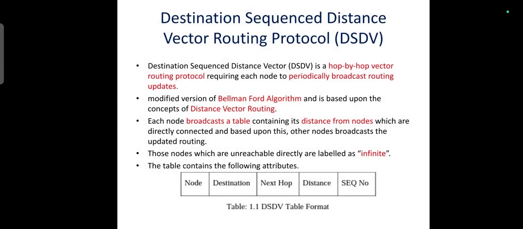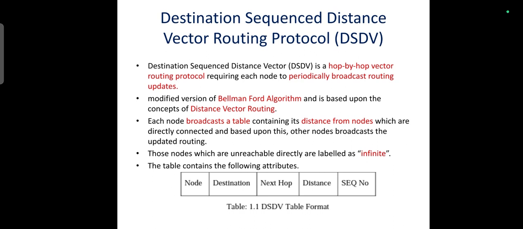Hello everyone. In this video lecture, I am going to explain the concept of the destination sequenced distance vector routing protocol, shortly named the DSDV algorithm. So, what does this literally mean? The destination sequenced distance vector is a hop-by-hop vector routing protocol that requires each node to periodically broadcast routing updates.